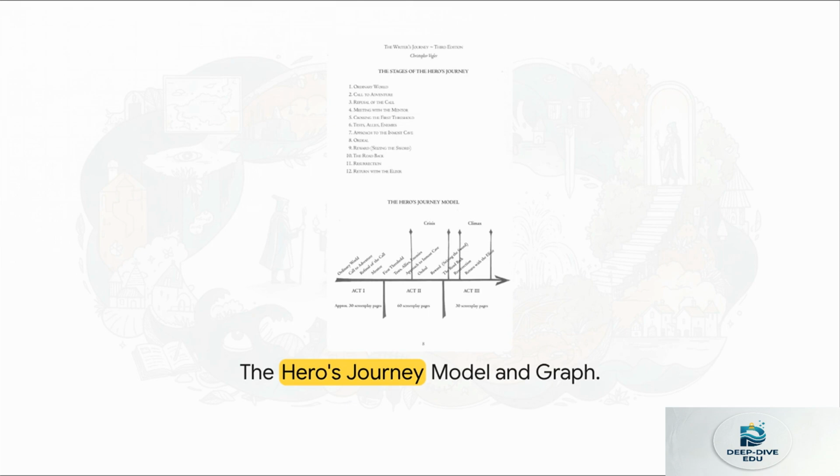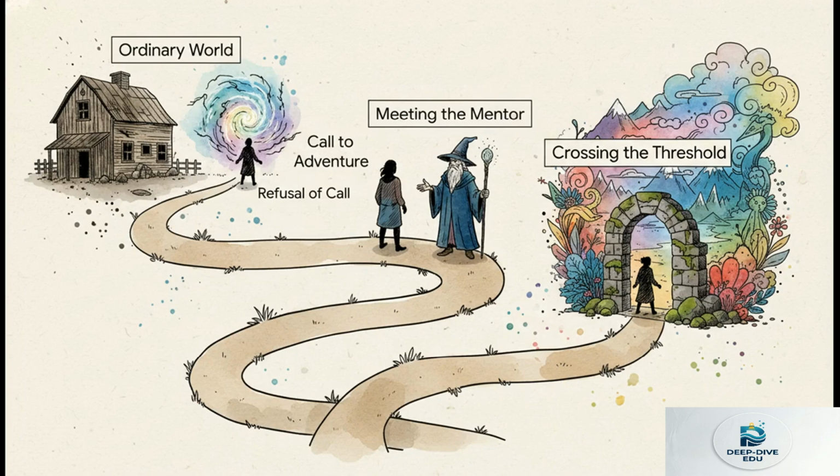It's this beautiful, cyclical journey, moving from the comfort of the ordinary world, dipping deep down into the dangerous special world, and then returning back again. Let's actually break down what happens in these acts. So Act 1 is all about the departure.